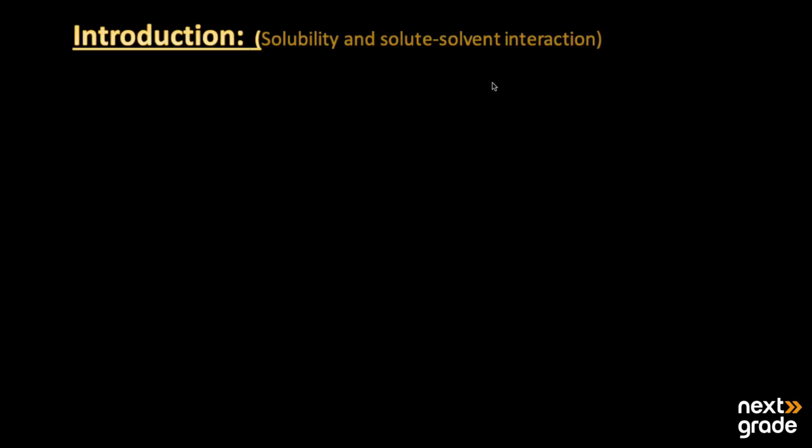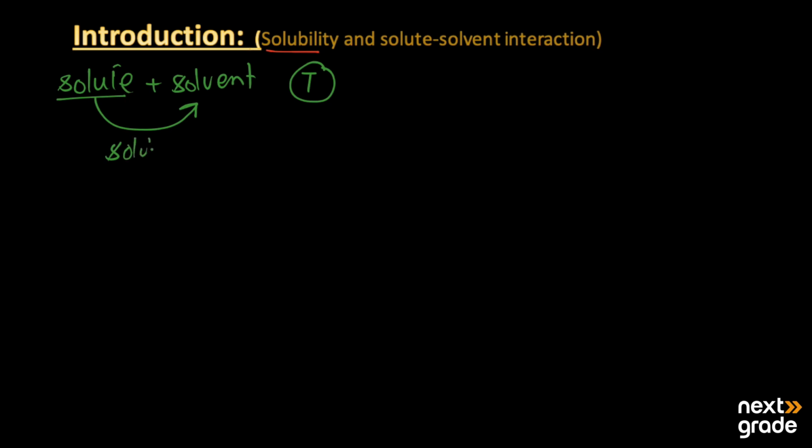So in our today's lesson, we will discuss solubility and solute-solvent interaction. For this, you must know about solubility. Mainly, solubility happens when we add a solute to a solvent. The amount of solute that dissolves in 100 grams of solvent at standard temperature and pressure is mainly known as the solubility of the substance.